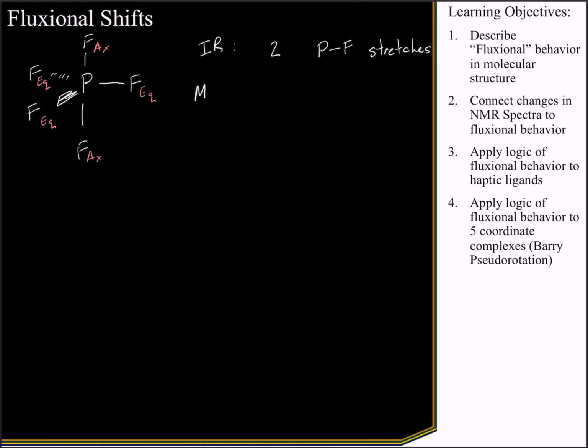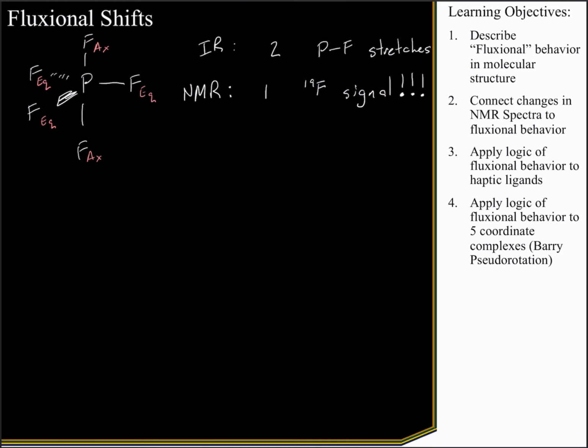However, if we take the same structure and we were going to run an NMR, right, and let's say we ran a fluorine NMR, we would only see one fluorine signal, right? And I'm putting some exclamation marks here because this is pretty surprising, right? We have these equatorial positions and these axial positions. And through IR spectroscopy, we can see that there's two different stretches. And yet with the NMR, we are only seeing one fluorine signal.